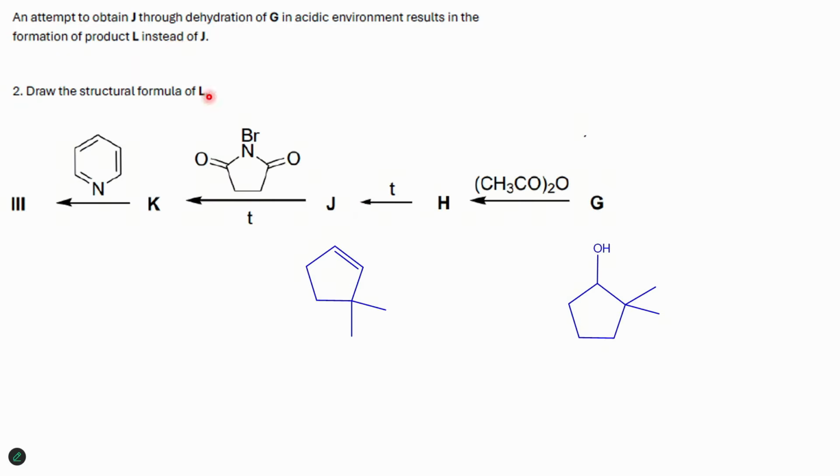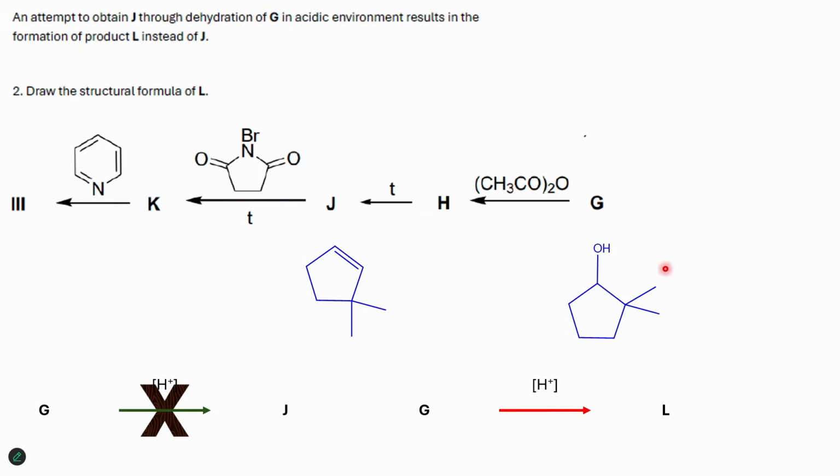So I go back to the part of the synthesis where we had J and G. And this is J. What happened here is that they wanted to get compound J, this one, from G using acidic environment. So I'm just going to show it as hydrogen plus, but it didn't work. Instead, when you take G in acidic environment, you get L. Now we need to draw a structure for L. So we have compound G, which is a secondary alcohol, and we need to find out what could happen here.